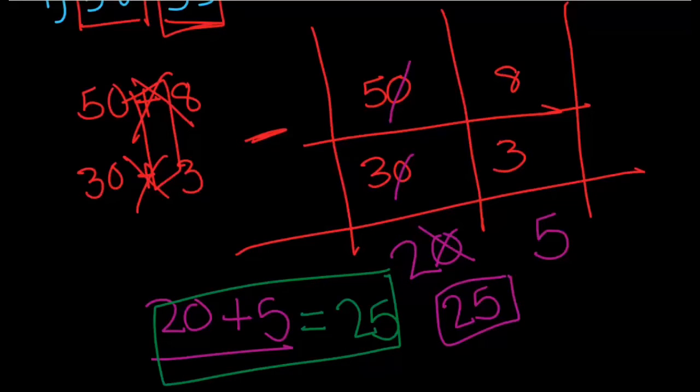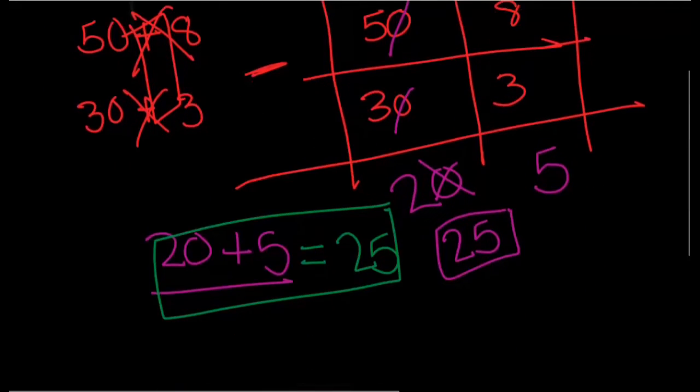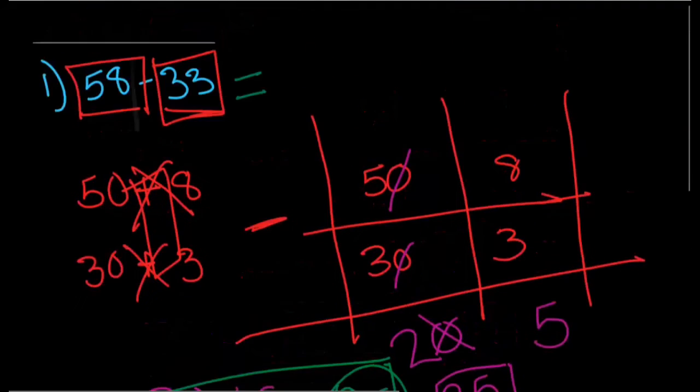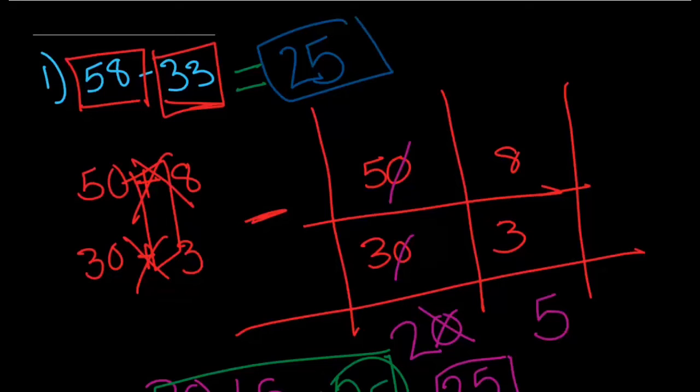So let's go to the next question. But first, we have to write our answer down. Now 58 minus 33 is equal to 25. That is our answer. Now let's go to the next question.